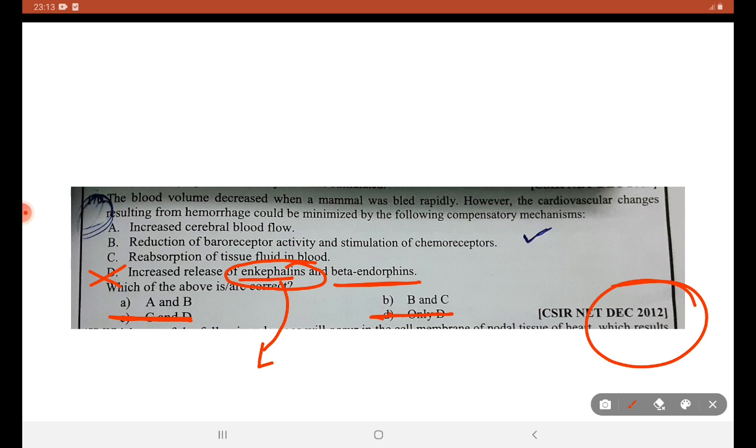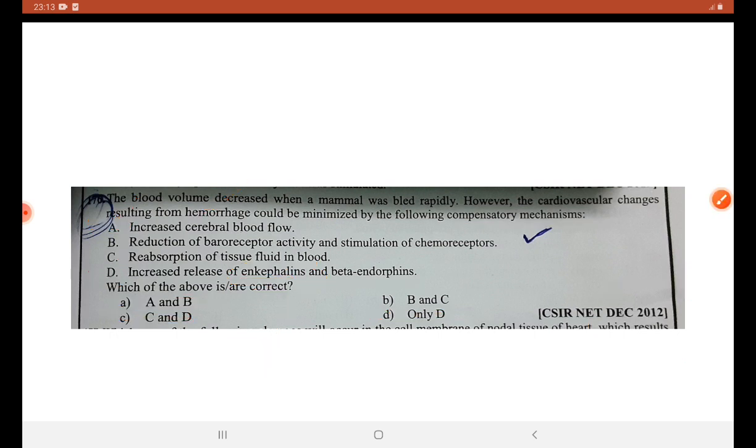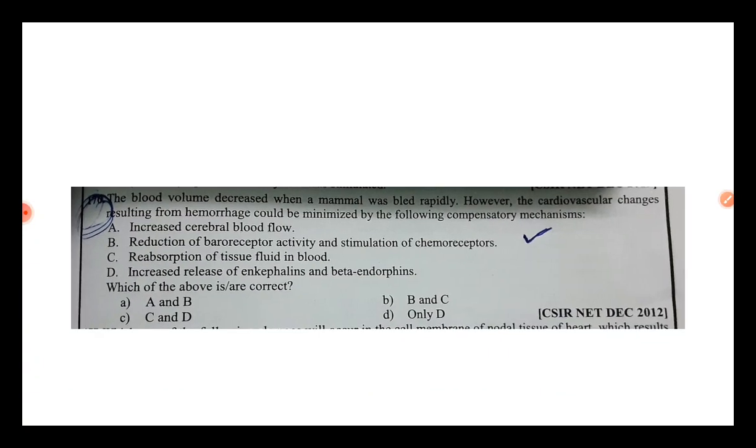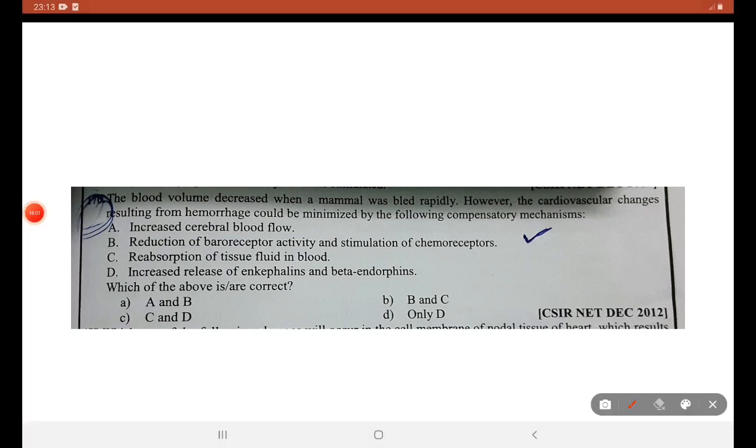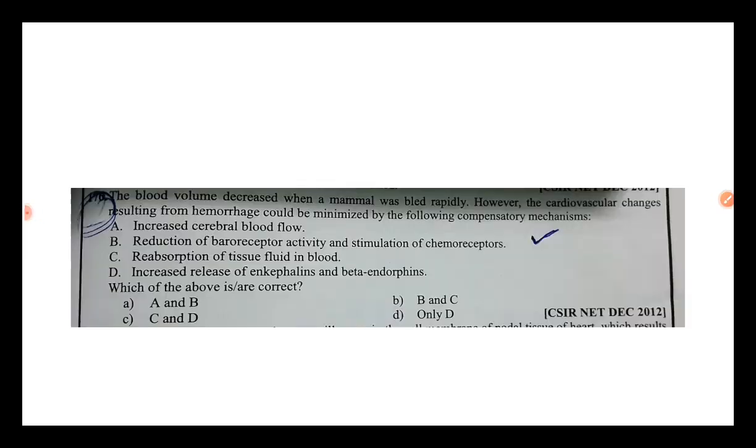Then, blood volume decreases when a mammal bleeds rapidly. However, cardiovascular changes resulting from hemorrhage could be minimized by the following compensatory mechanism. Increased cerebral flow, how can it be compensated? Is it correct or not correct? Bilkul galat. So, the right answer for this question is B. Hope answer justified.